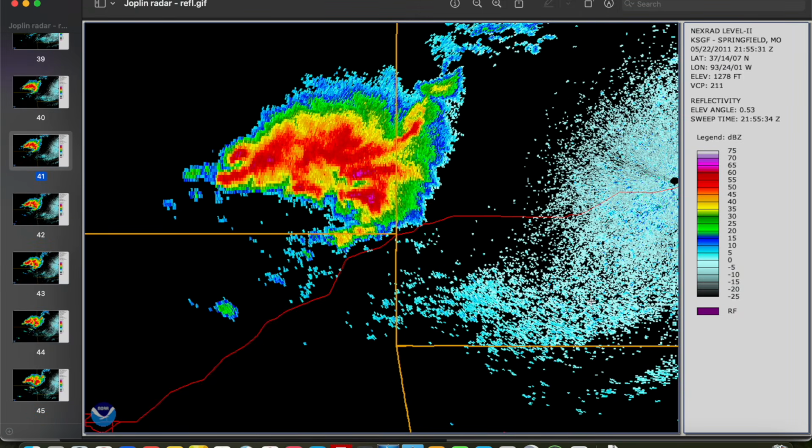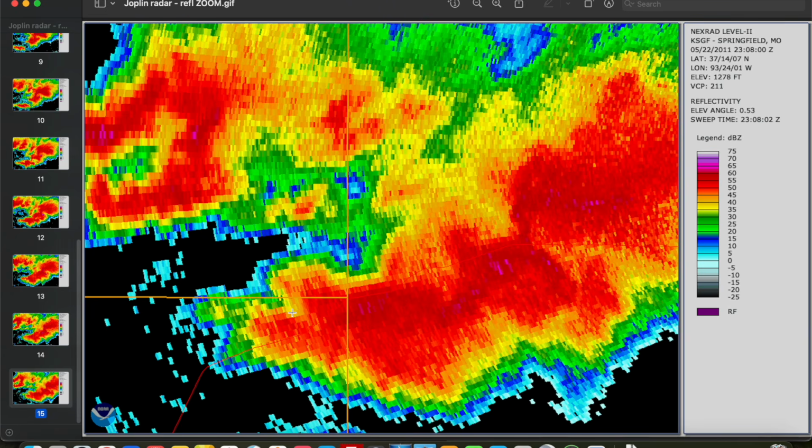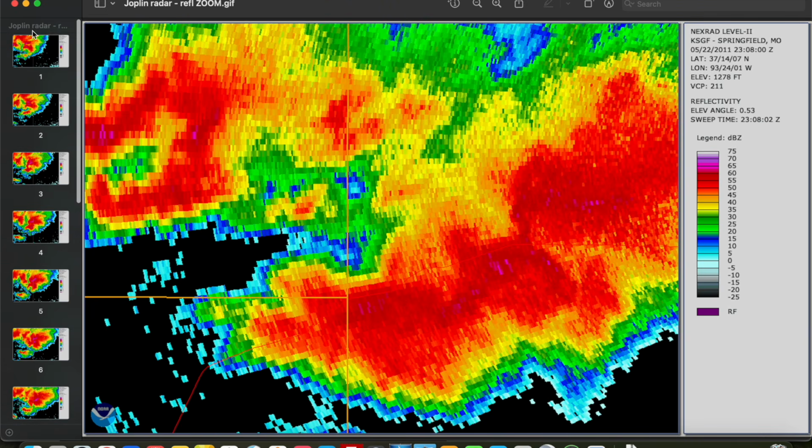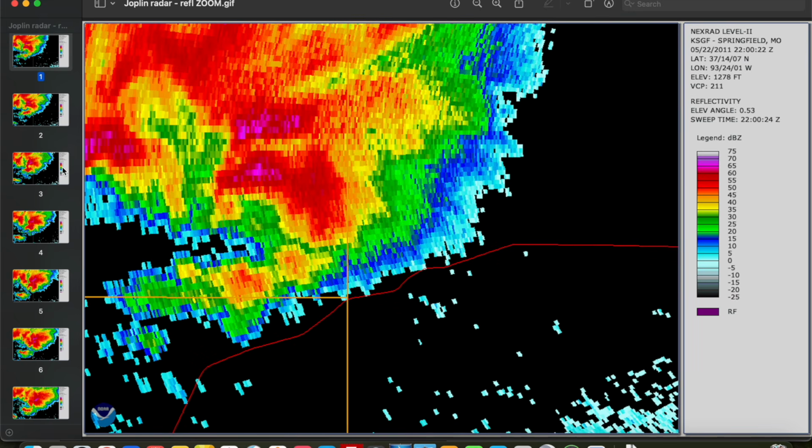So this, again, we have possibly our outflow boundary, our gravity wave extending back here into southwest Missouri ahead of these storms that may have helped enhance the low-level vorticity out ahead of this storm. But also storm mergers played a huge role in the intensification of this storm. We've talked about storm mergers before, including in our last video on the recent Texas tornado event, that you can have one of two things happen when you have storm mergers.